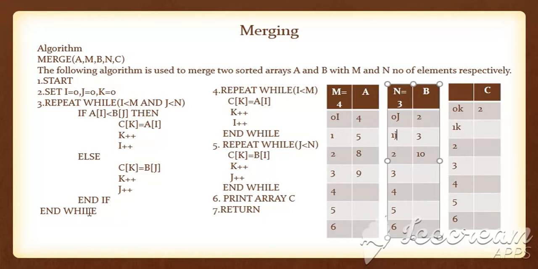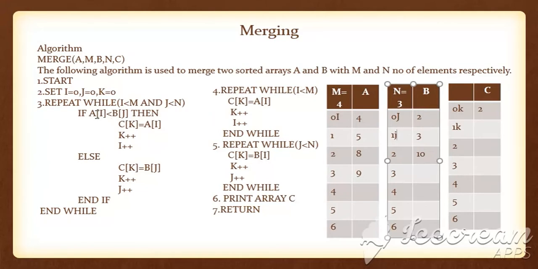And again the condition will be evaluated as we have reached the end of the loop. So again, i less than m. What is the value of i? It is still 0. 0 less than 4, condition is true, and j less than n. What is the value of j? 1. 1 less than 3, condition is true.